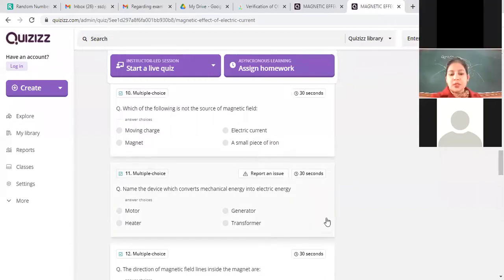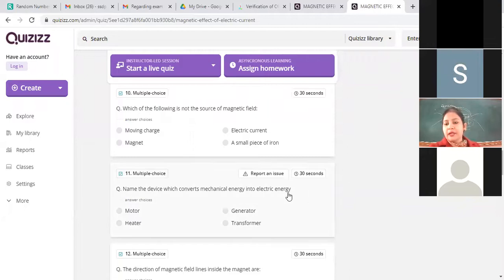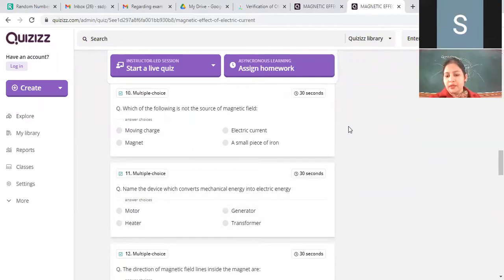Name the device which converts mechanical energy into electrical energy. Yes, Nishtha. Yes.